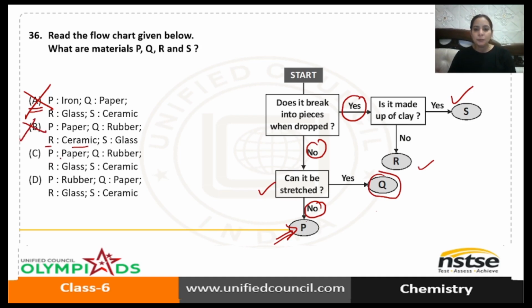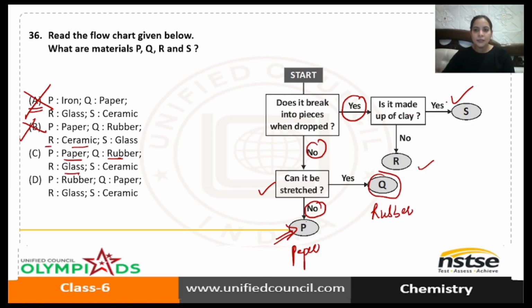C says P as paper. Does it break into pieces? No. Okay, fine. Can it be stretched? Again, no. Yes, it can be paper. Rubber as Q doesn't break into pieces. Correct. Can it be stretched? Yes, it can be rubber, because rubber we can stretch and it doesn't break also. Then we have R as glass. Does it break into pieces? Yes, it breaks into pieces. Correct. Glass breaks. And is it made up of clay?